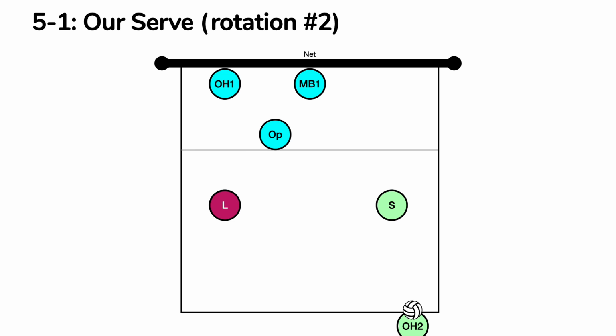In the front row, the opposite's going to slide around behind the middle blocker to the right side to block. We want to leave that middle blocker on the net so that they're focused on the hitters on the other side of the net.